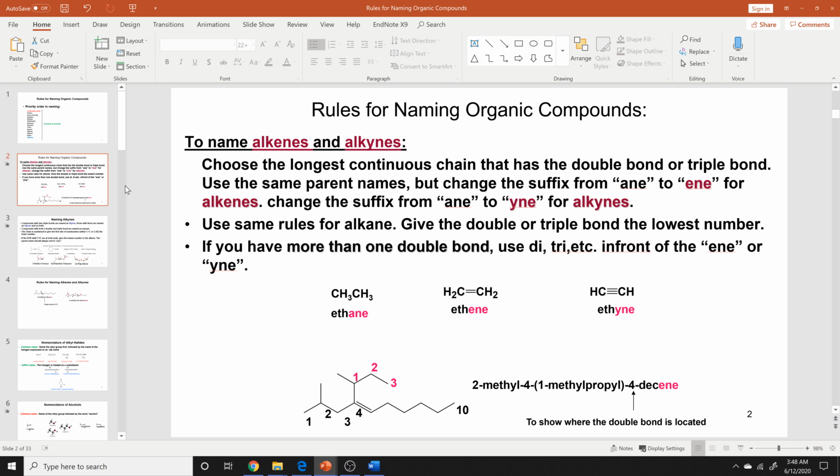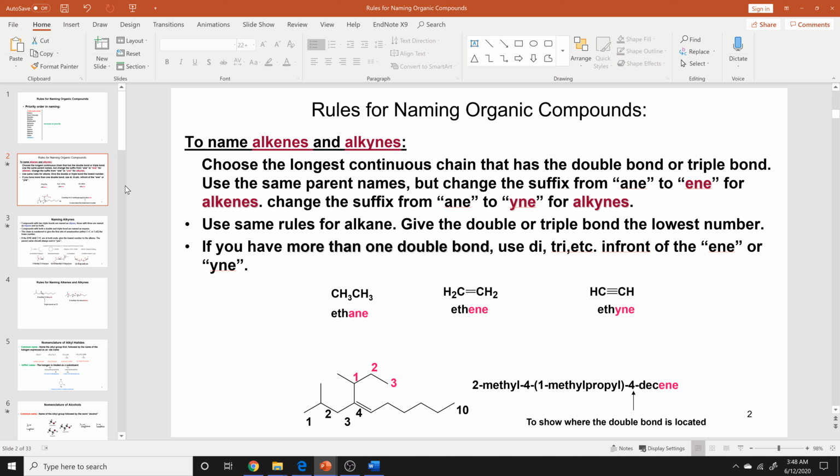So always choose the longest chain that includes the double bond. If the one that has the double bond is a shorter chain, choose it. You cannot ignore the double bond. And when you choose the chain, make sure that you choose both carbons of the double bond. So you cannot go by 1, 2, 3, 4, and then 5. You cannot cross the double bond. You need to go by 4, 5, 6, 7, 8, 9, and 10.